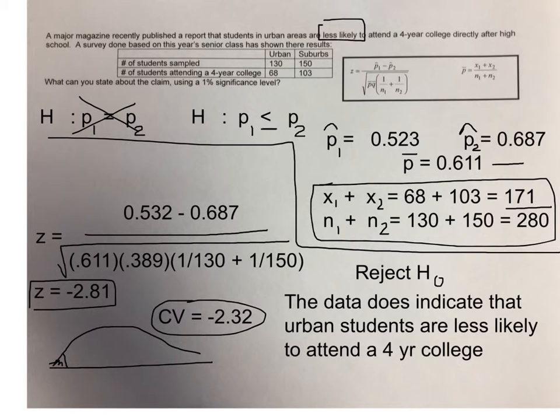So now you see two examples. Hopefully this makes a lot of sense. It's not that much different from the one sample p. It's not that much different than the two sample mean. We're just seeing what proportions look like here, a slightly different formula.